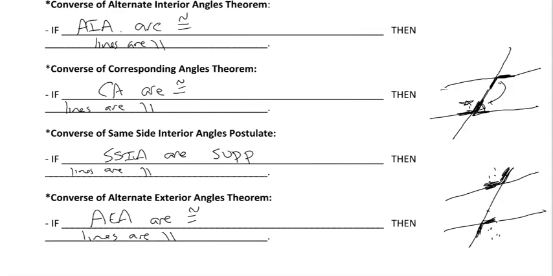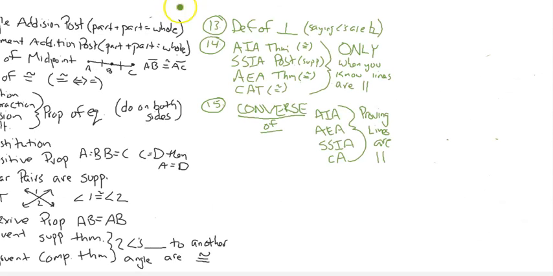All right, so I have gone over and added this into our geometry toolbox. Let me go ahead and show you that really quickly. So here's your geometry toolbox. You can't see the whole thing, but you see the most important part. Take a look. Number 14 says only when you know the lines are parallel. So this is what you would use if you knew the lines were parallel already.